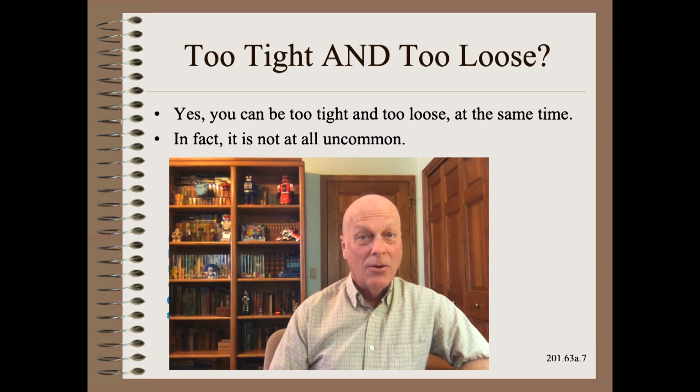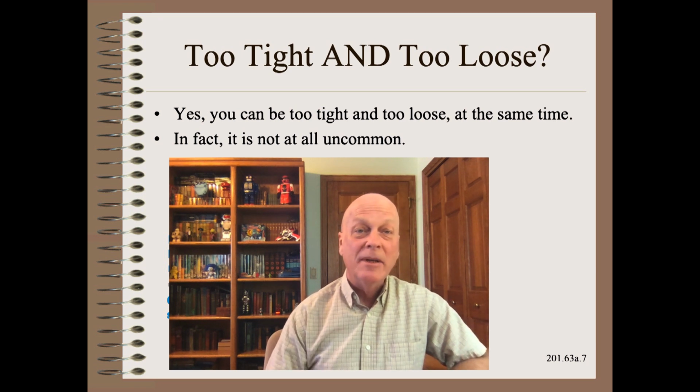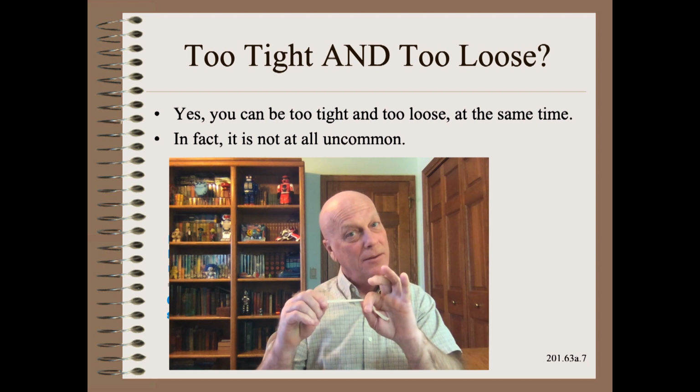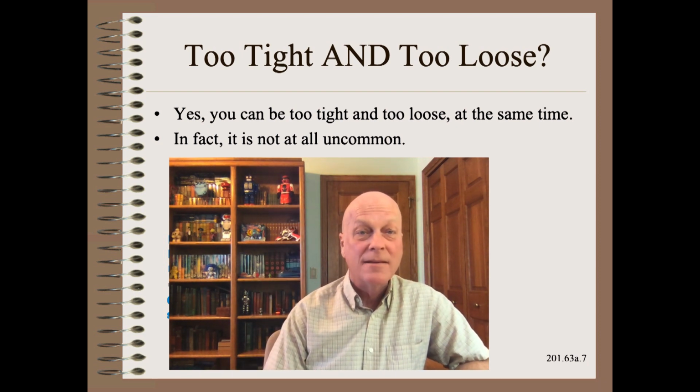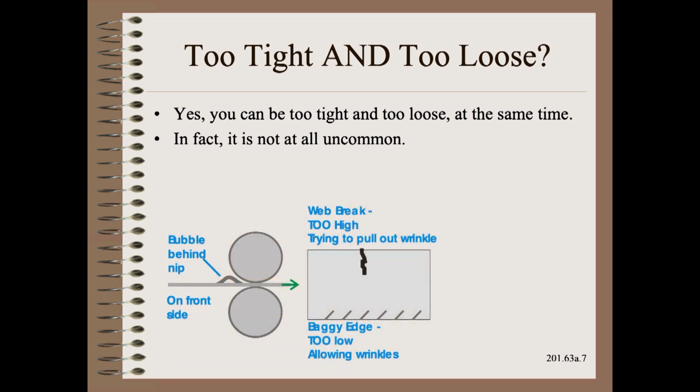The question will arise whether it is possible to be too tight and too loose at the same time. The answer is yes. In fact, it's not all that uncommon. This is just one example from my Web 101 class. Here we see that trying to tension a baggy web so that it doesn't wrinkle on the front side going through a nip can result in breaking or damaging the web on the back side.